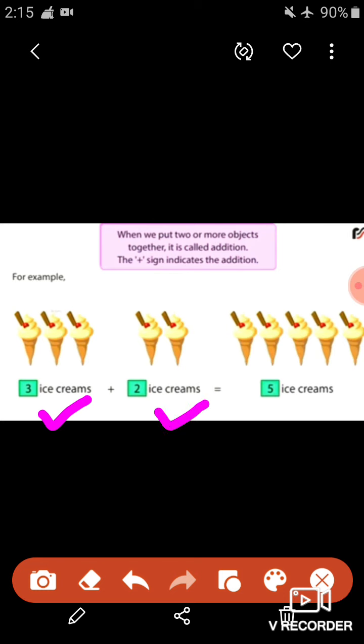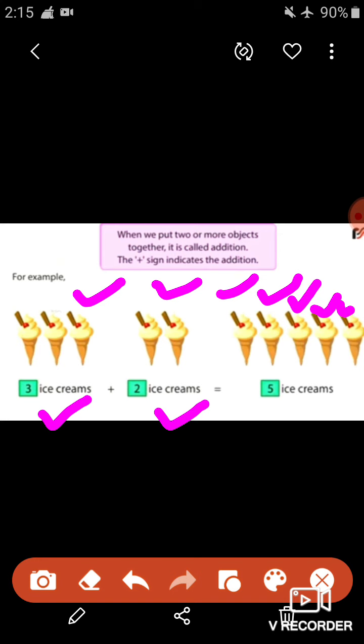So students, when we add 3 ice cream and 2 ice cream, how many ice cream do we get? Let's count. 1, 2, 3, 4 and 5. Total 5 ice creams. So students, here we put 3 ice creams and 2 ice creams together, then we get the sum 5, or we get 5 ice creams. Okay, so this is addition.